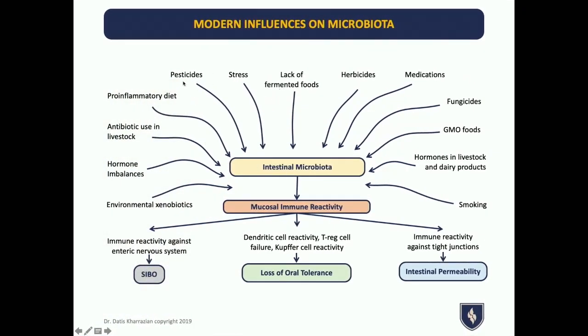Lack of fermented foods, stress, pesticides, herbicides, medication, fungicides, GMOs, hormones, and livestock is a big deal. That is totally messing us up, just so you guys know. It's making us antibiotic resistant. It's totally changing our diversity. So when they put these antibiotics in milk and in livestock, that's part of the reason we have less diverse guts now.